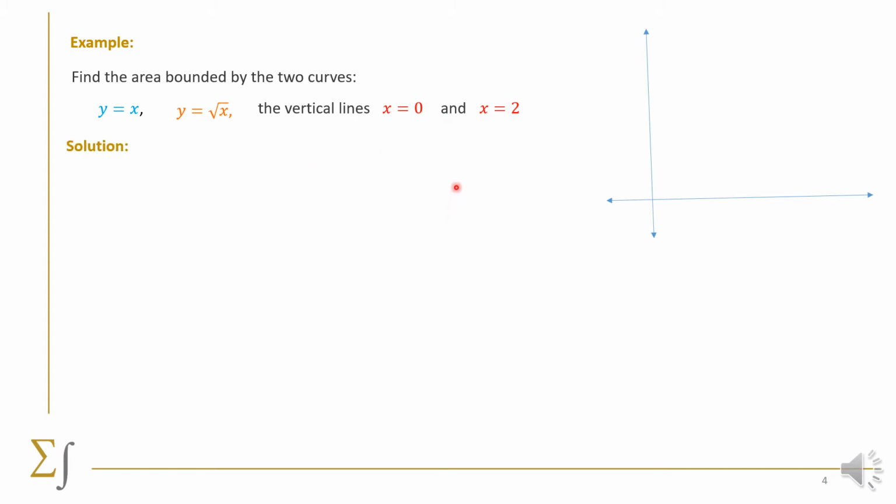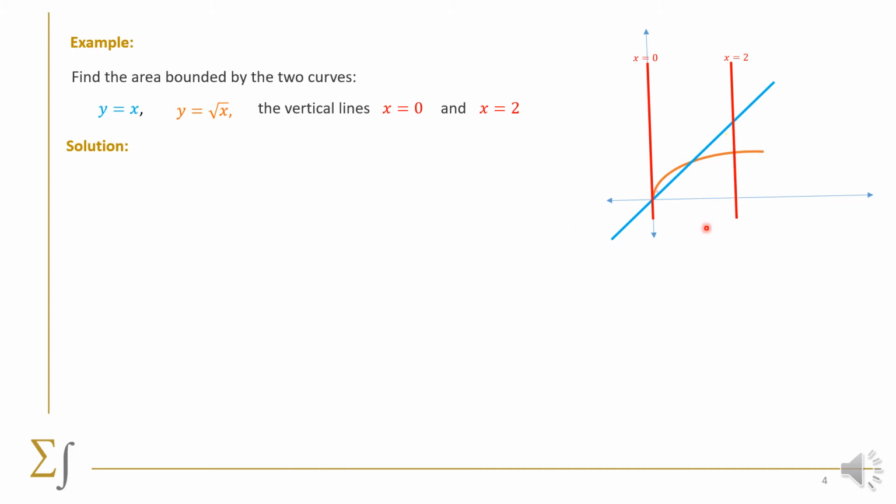First of all, we graph the two curves. So we know that this is a straight line passing through the origin, and this is root x. We know the curve of root x. And we see that these two curves are intersecting in this point. The integral should be done from 0 to 2 because we want to find the area bounded between the two curves and the lines x equals 0 and x equals 2.